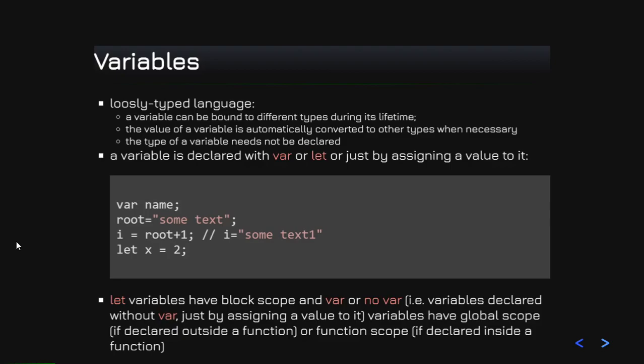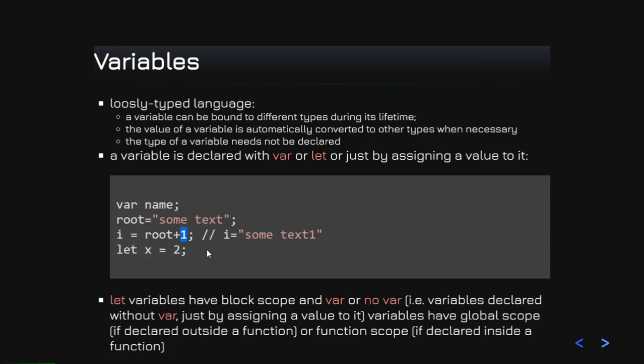And the type of variable does not need to be declared. It's just like in Python or PHP, which are also weakly typed programming languages. A variable can be declared using the keyword var or let, or just by assigning a value to it without any var or let, like this. This is declared using var. This is declared without anything. This is declared using let, and this is declared without any var or let. Here the plus means string concatenation, and the root variable is a string. This one is a number, an integer, but it's automatically converted to a string and concatenated to this one so that I gets this value.